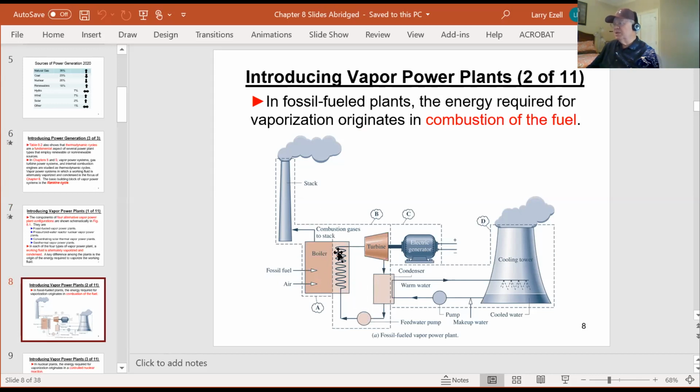Some of the auxiliary stuff going on is in the boiler. If you're using combustion, of course, you need fossil fuel and air, coal and air. You have combustion gases, and these go out to the smokestack. If you see such a power plant, you will see a smokestack with the combustion gases coming out that meet EPA regulations, by the way. Then you also see another big tower too. This is a cooling tower.